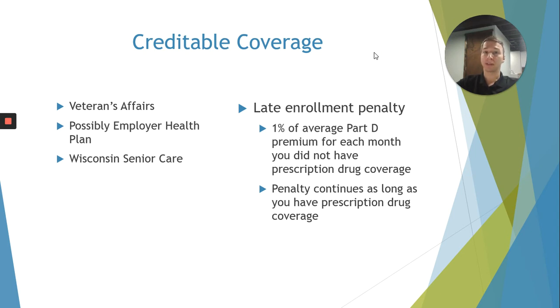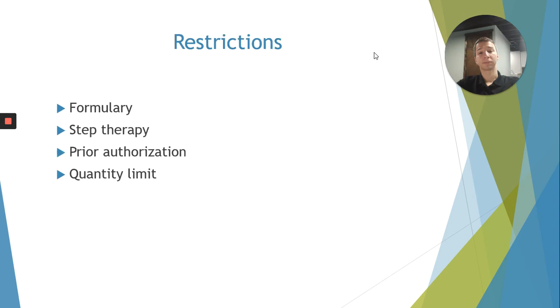Now on the left-hand side, there are some options for what qualifies or can qualify for creditable coverage. VA coverage, Wisconsin Senior Care if you're here in Wisconsin, and some employer plans also qualify. It's important to check with HR to verify that. Plans can have restrictions. It's important to know what those restrictions are. That way you can make a good decision when you're choosing your plan up front and not be surprised later.